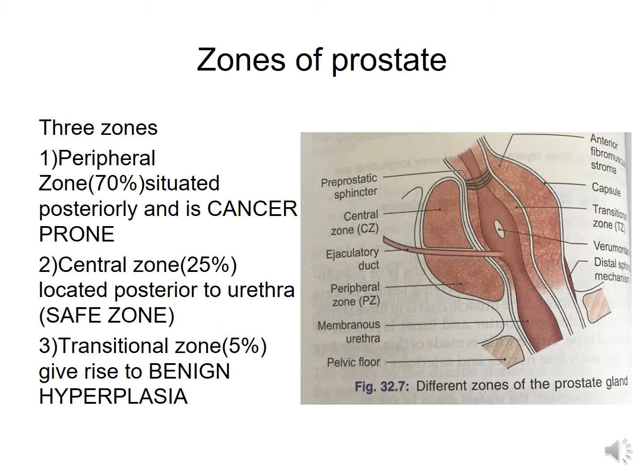Now the concept has changed, and from the lobes now there are various divisions, the zonal divisions. The prostate has certain zones. We have three zones. 70% of the prostate is the peripheral zone, and this peripheral zone is situated posteriorly, as we can see in the diagram, and it is cancer prone. Then the central zone, 25%, is located posterior to the urethra. It is a safer zone. Then we have the transitional zone, just 5%, which gives rise to the benign hyperplasia of prostate.